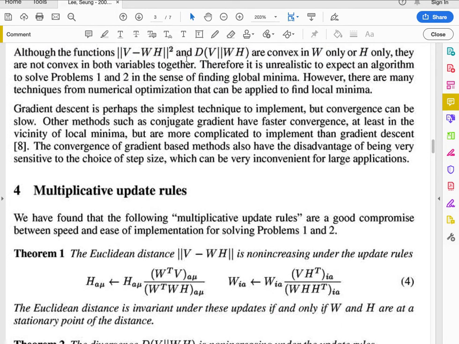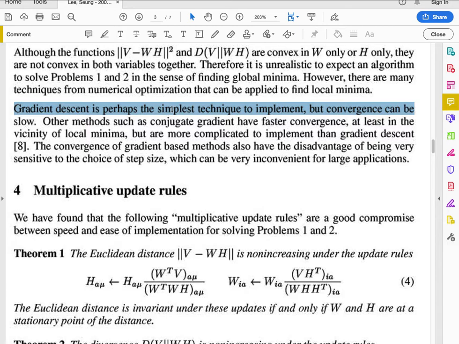So therefore, it is unrealistic to expect an algorithm to solve problems 1 and 2 in the sense of finding global minima. However, there are many techniques from numerical optimization that can be applied to find local minima. Oh, that's what they are doing. Gradient descent is perhaps the simplest technique to implement.